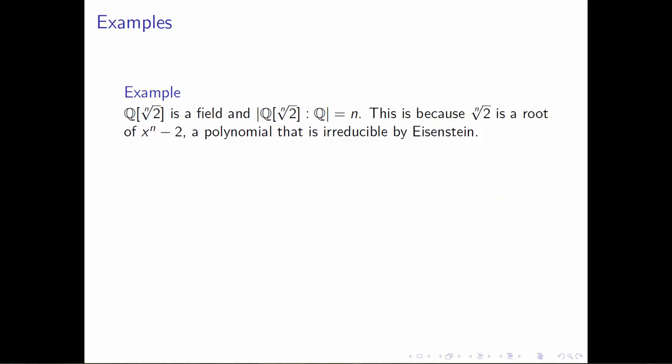Before moving on to more theory and more heaviness, I wanted to take just a brief digression to do some examples of how to use the previous theorem. So the first example I want to present is a generalization of something we've seen before. What I'd like to show is that the previous theorem can be used to show that the rational numbers adjoin the nth root of 2 is a field, and moreover, it's a field that extends the rational numbers of degree n.